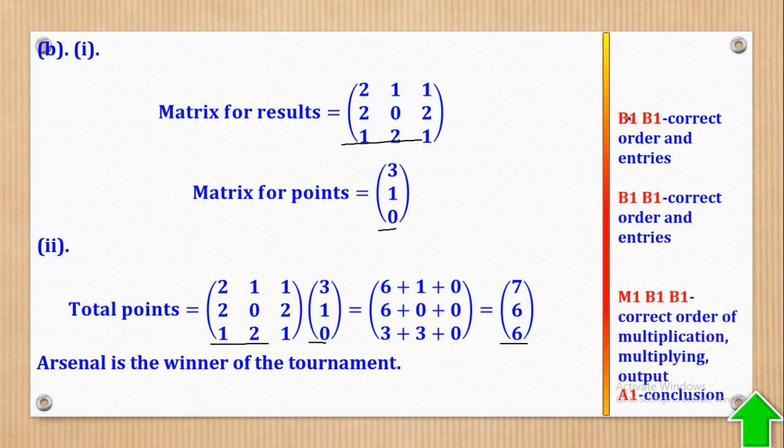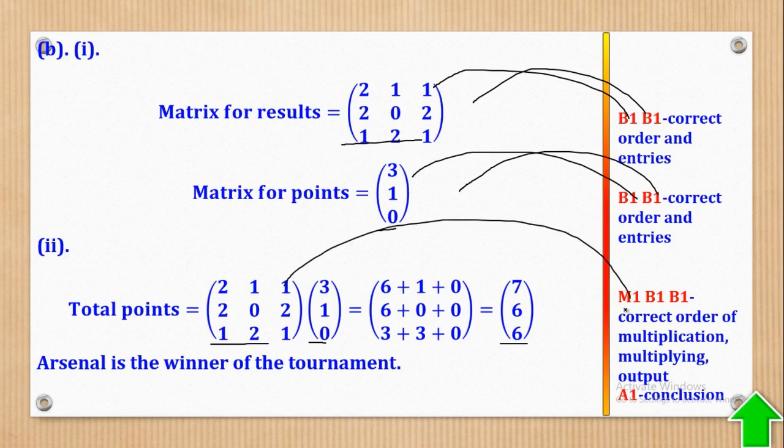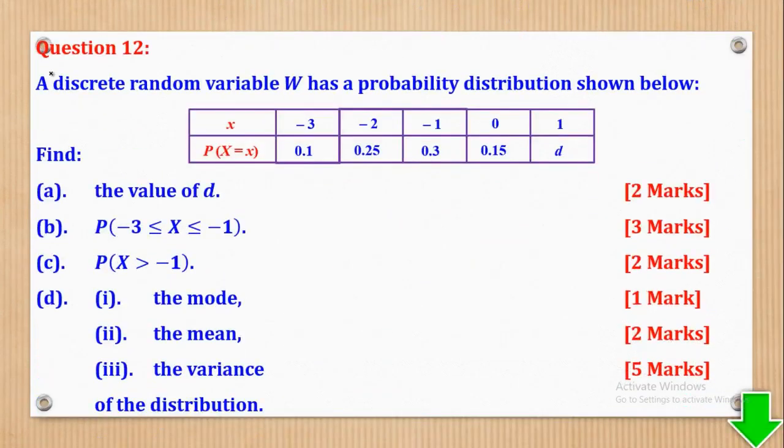So B1 for the correct order and B1 for the correct entries. M1 for this correct order of multiplication, B1 for the outputs, and B1 for the final output. Then A1 for the conclusion. So that was question 11.